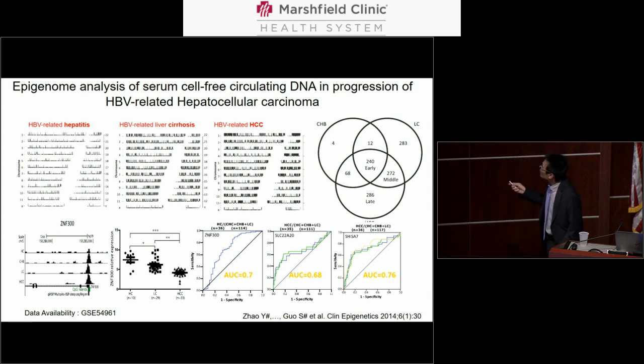So we found these 240 biomarkers. We think they can be used as early biomarkers. And we checked one of them.